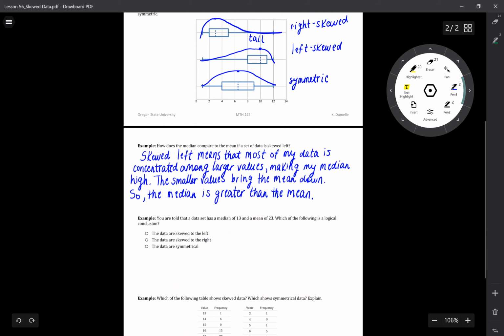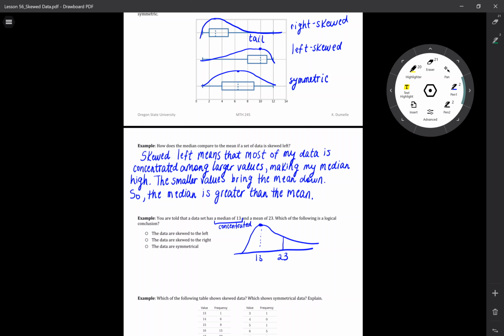All right, I'm told that a dataset has a median of 13 and a mean of 23. Which of the following is a logical conclusion? So let's draw this. I have a median of 13. This is where my data is concentrated. So I have a median of 13 and a mean of 23. So I'm concentrated at 13, and then I have a mean somewhere over here at 23.